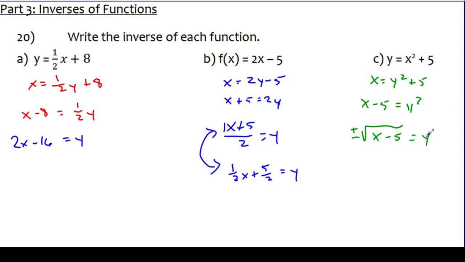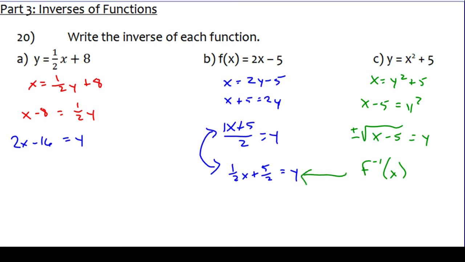So I'm going to say that the inverse of y equals x squared plus 5 is going to be this expression here. And again, you might see it show up in the problem as f inverse of x. This is the notation we use to represent something like f of x. Its inverse is f inverse. So I might say that this expression over here is actually f inverse of x. So you might see that show up as well.